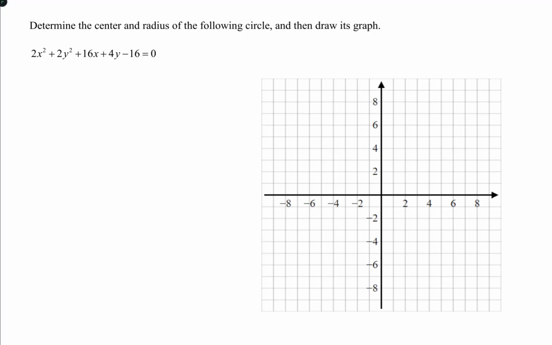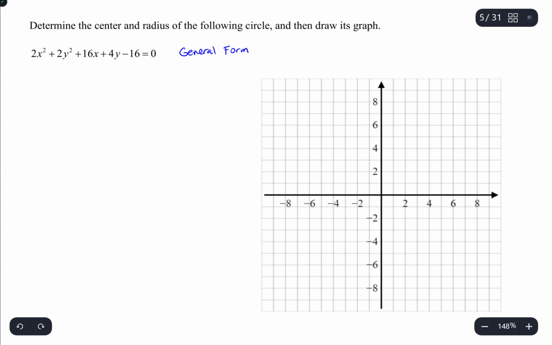Determine the center and radius of the following circle, and then draw its graph. So here we have the equation 2x squared plus 2y squared plus 16x plus 4y minus 16 equals 0. This is in what's known as general form of a circle. Now, general form does have some advantages, but one of those advantages is not drawing a graph from it.